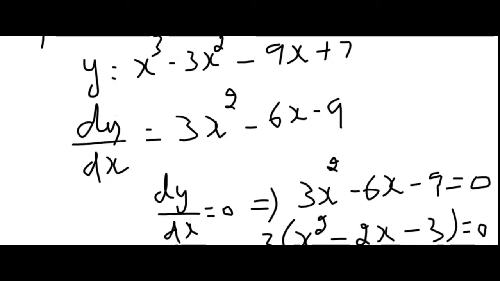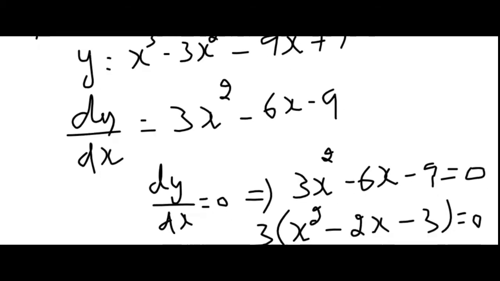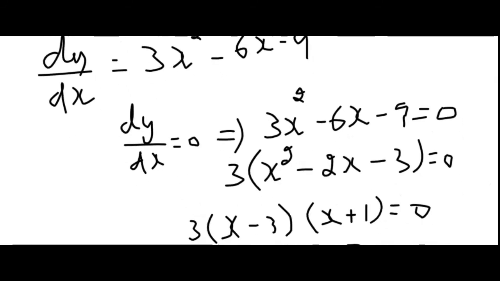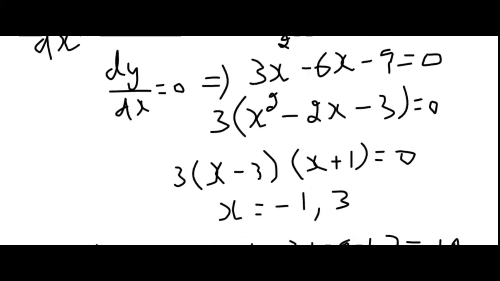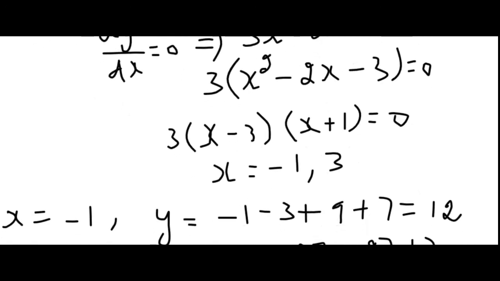It is given that the tangent to the curve is parallel to the x-axis. So this implies 3x squared minus 6x minus 9 is equal to 0. Let us take 3 as the common factor outside. So that gives you x squared minus 2x minus 3 is equal to 0. On factoring this, you get 3 into x minus 3 into x plus 1 is equal to 0. Therefore, x is equal to minus 1 or 3.